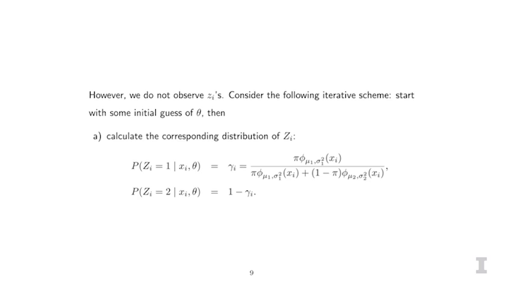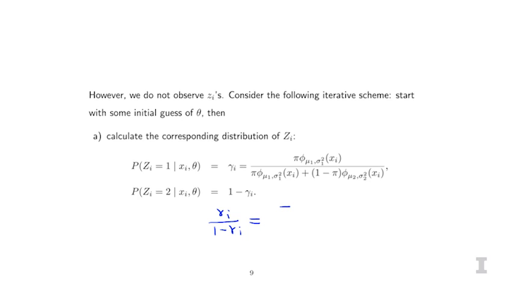A natural question would be, under what scenario will the EM algorithm converge to or behave like a k-means algorithm? Or equivalently, under what kind of scenario will our gamma i's be close to 1 or 0? To answer that question, let's look at the ratio of gamma i divided by 1 minus gamma i. You can pause the video and think about what the ratio will look like.